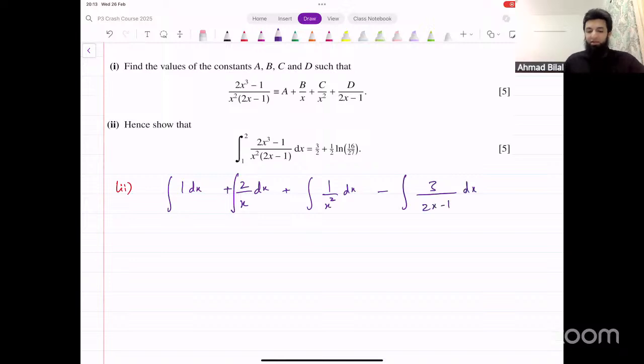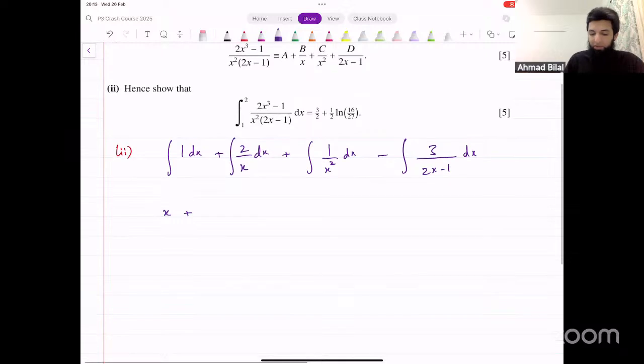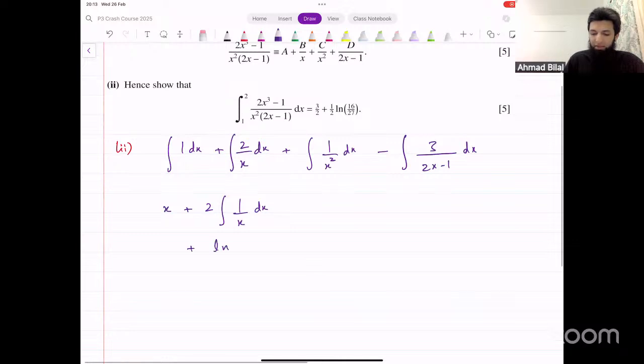Okay, so these are the integrations that you have to do now. Integration of 1 is just x. So this becomes x. What about this? 2 over x. What does that integrate to? 2 over x, we can write that as 2 outside, and then inside we have 1 over x with respect to x. And that will become ln x, right? So this integrates to 2 ln x, the second term.